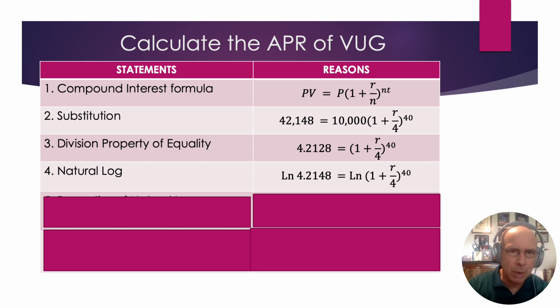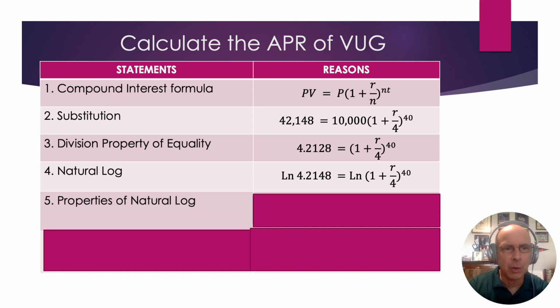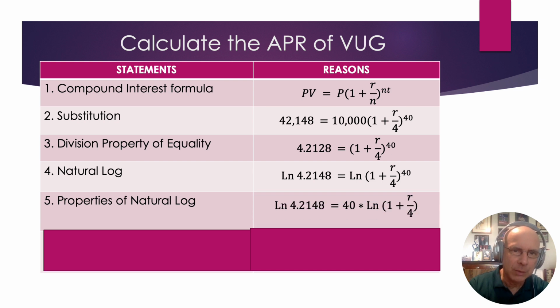Well, when you natural log an expression and you have an exponent, that exponent goes down. That's a property of a natural logarithm. So we keep the natural log of 4.2148. You can convert that to another decimal, but we don't want to do that. We want to keep matters as simple as possible. But the 40 goes down here. Instead of being an exponent, it's now a multiplier.